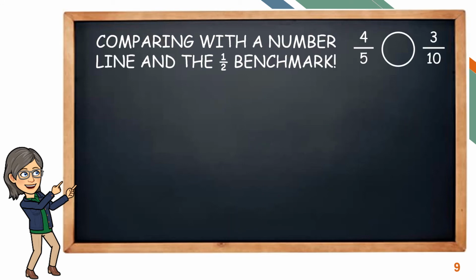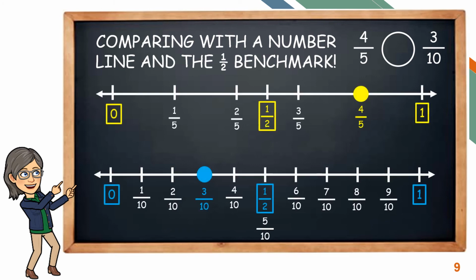Let's use 1/2 as a benchmark and a number line to compare two more fractions, 4/5 and 3/10. Notice the first number line has a yellow 1/2 in the middle and a yellow dot for a yellow 4/5. Notice also that we can see that 4/5 is located to the right of 1/2. So 4/5 is greater than 1/2.